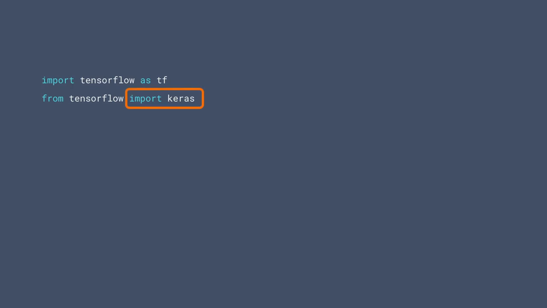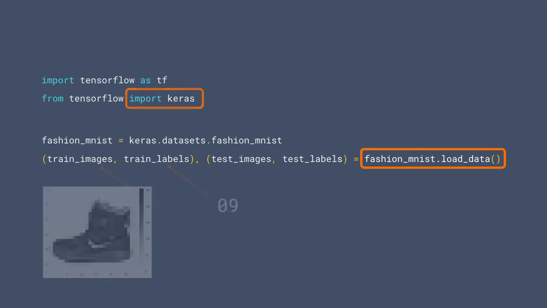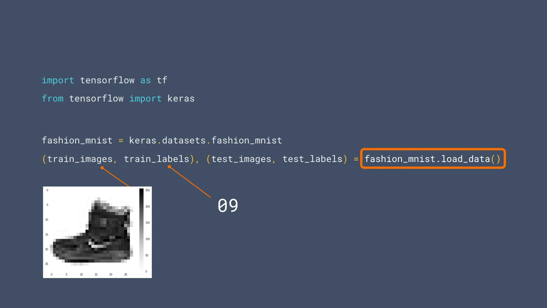The Fashion MNIST dataset is built into TensorFlow, so it's easy to load it with code like this. The training images is a set of 60,000 images, like our ankle boot here. The other 10,000 are a test set that we can use to check to see how well our neural network performs. We'll see them later.